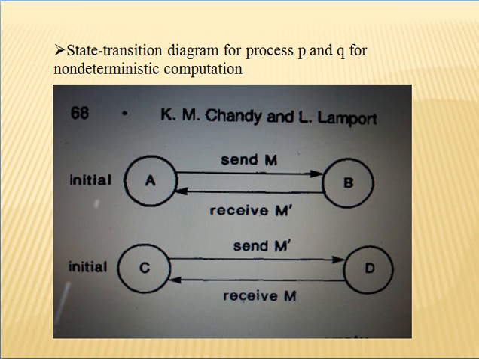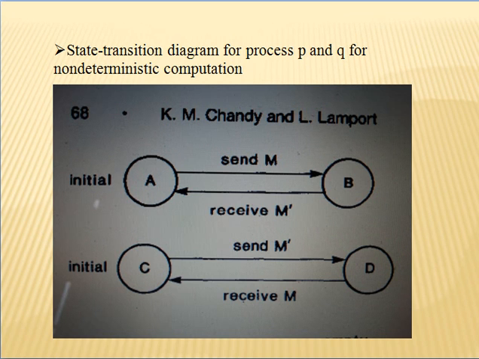And then this is the state transition diagram of processes P and Q for non-deterministic computation. In the previous example, we have seen there is exactly one event possible in each global state.